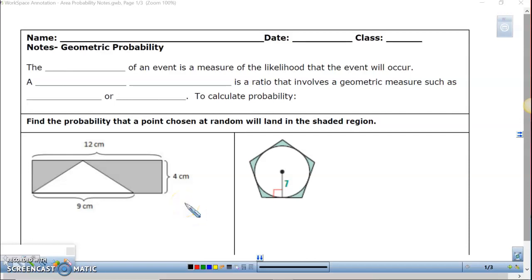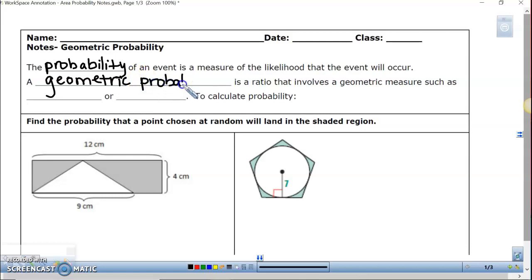Alrighty, let's do the last notes for this unit. Today we're going to be talking about probability. The probability of an event is a measure of the likelihood that the event will occur. All right, so a geometric probability, basically all this means is that we're throwing in some shapes, right?